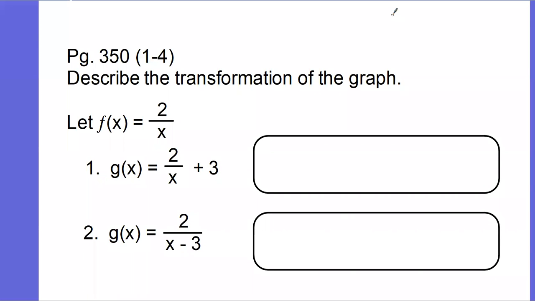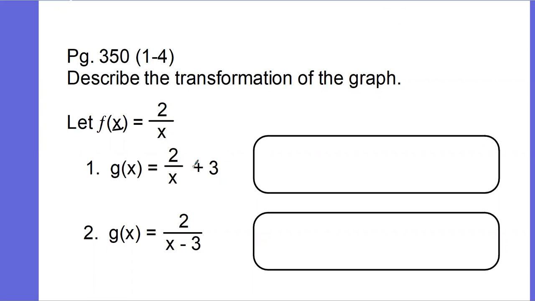In this video, we're going to take a look at transformations with rational functions. As you can see here, they give you a function, let f of x equal 2 over x. With each of these problems, we would just want to describe the transformation of the graph. So it says g of x equals 2 over x plus 3. As you can see, this piece is exactly the same, the 2 over x. The only thing that's different is this plus 3 on the end.